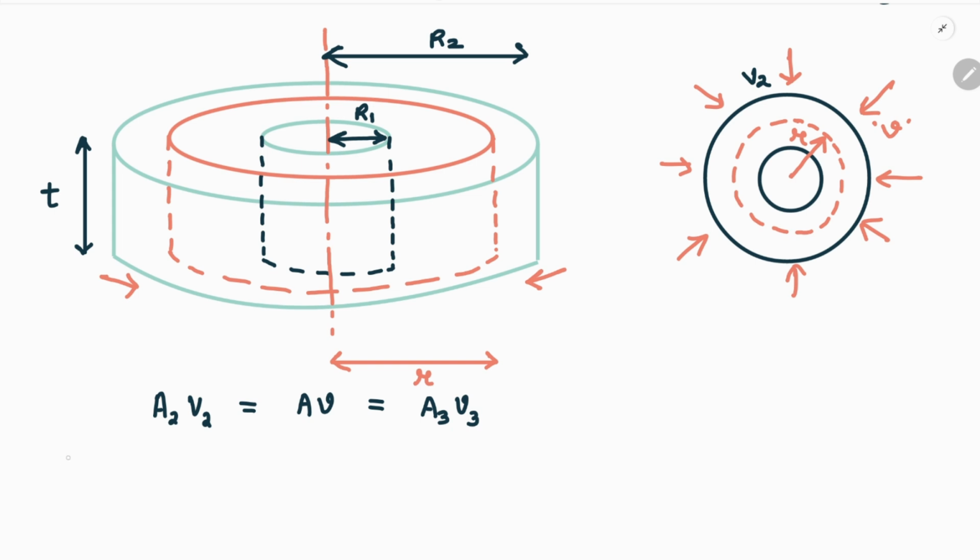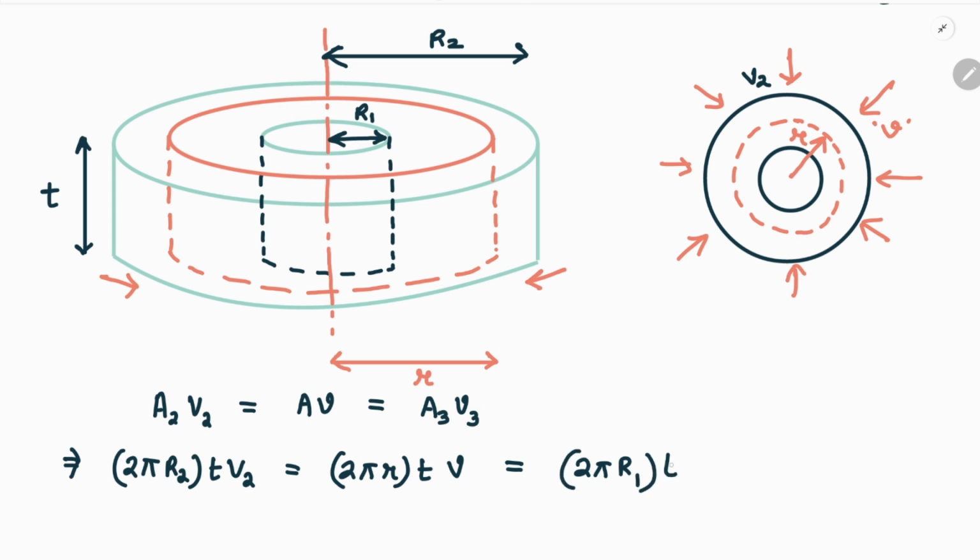So if we write the expressions, then we can write 2 pi r2 t v2 equals 2 pi r t v, which is equal to 2 pi r1 thickness t velocity v3. So this is the expression that we have from here. Now over here the velocity of flow at the same horizontal level can be determined, and we are marking this as another important expression, 4.